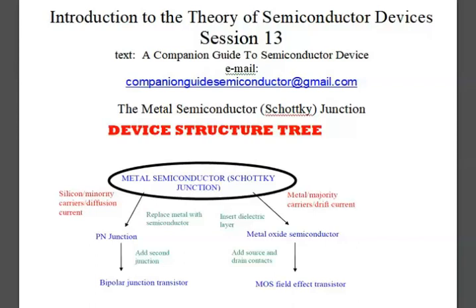In today's session we're going to be looking at our first compound device. We're actually going to put two different materials together, in this case a metal and a semiconductor. That is called either the metal semiconductor junction, or after the first person who exhaustively explored this, the Schottky junction.